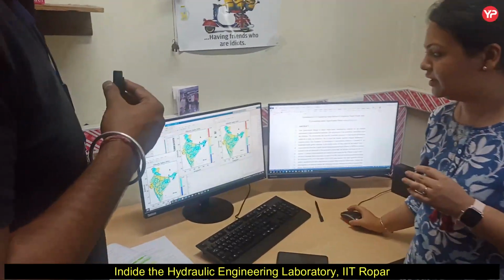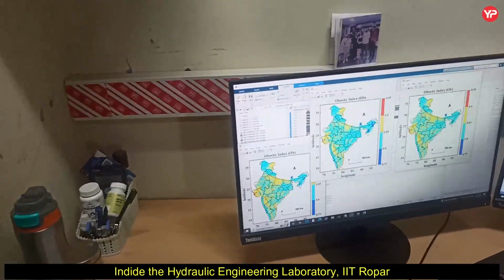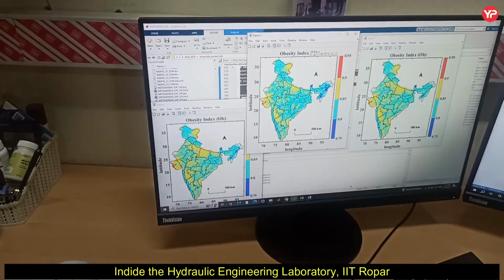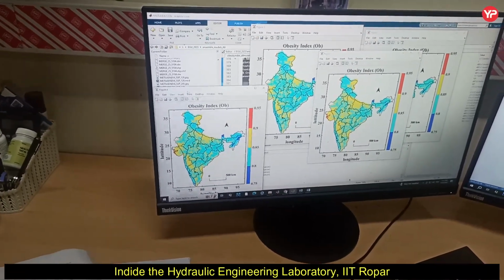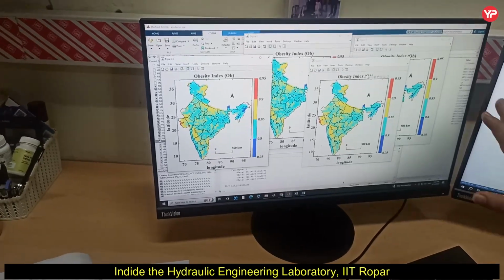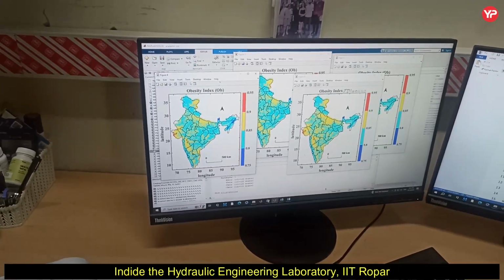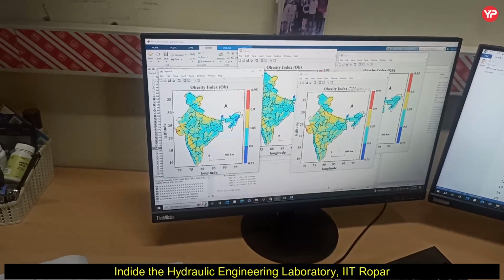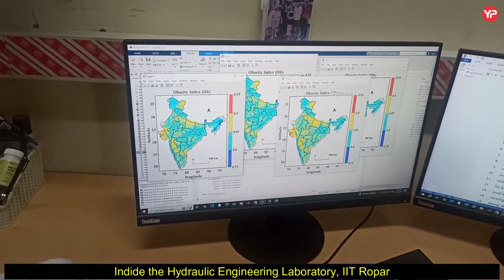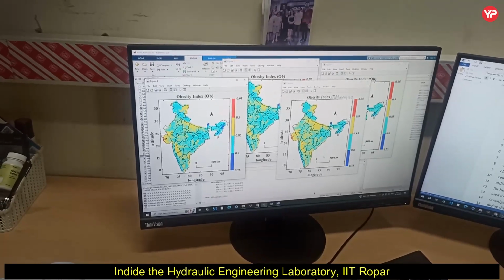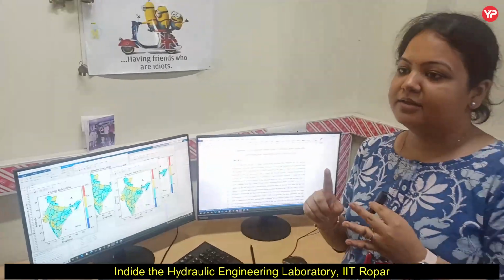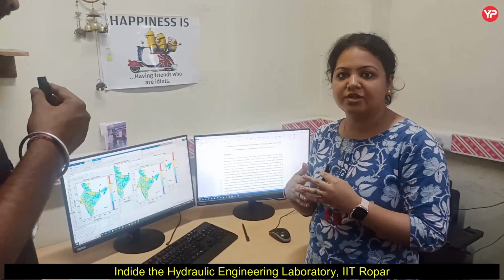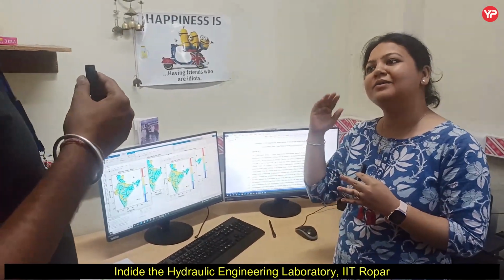So if you see over here, these ranges are for different time zones. This is scenario 126, this is 245, this is 585, this is 370. The scenario 585 is considered to be the worst case scenario. In this condition, the carbon dioxide in the atmosphere is at the peak, the disturbances to nature are at the peak, and the human activities, like construction and road construction, are at the peak.